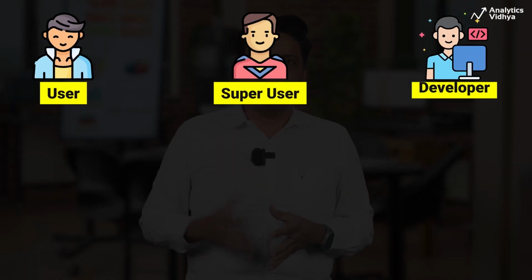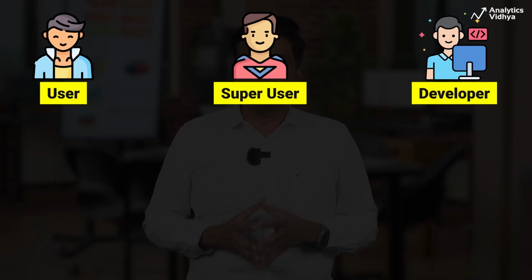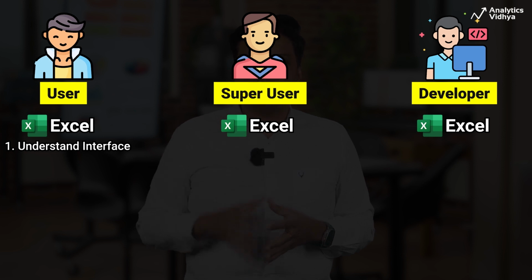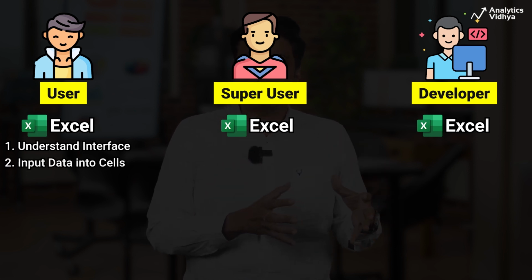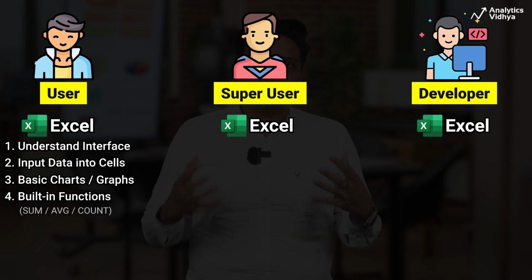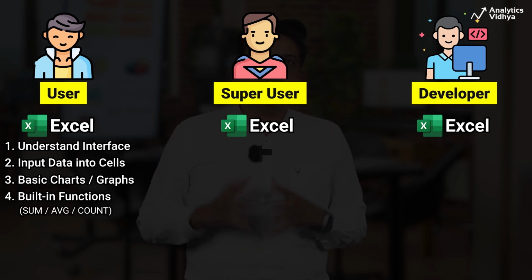Well, there are three broad levels of proficiency you may have with generative AI. You could be a user, a super user, or a developer. Let me explain this to you with a very relevant example of Microsoft Excel. A user of Excel is someone who understands the interface, can input data into cells, generate basic charts or graphs, and can use built-in functions like sum, average, count to do their work.